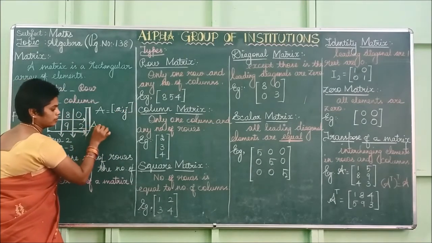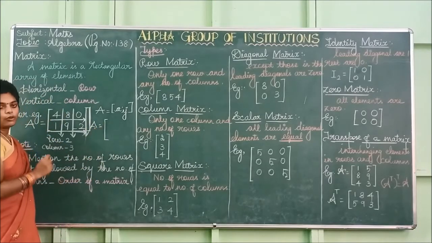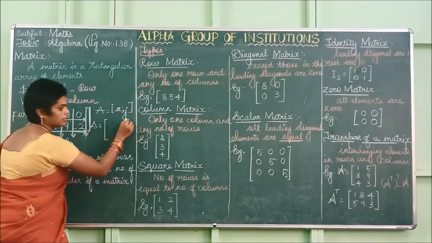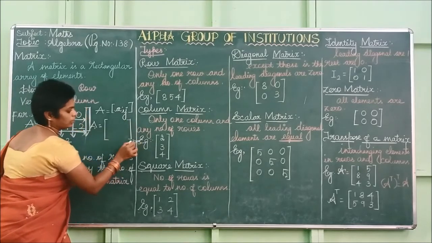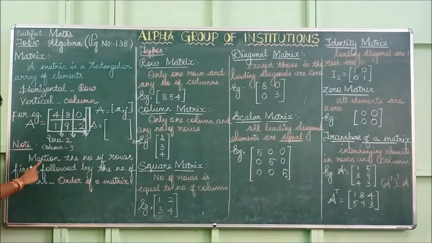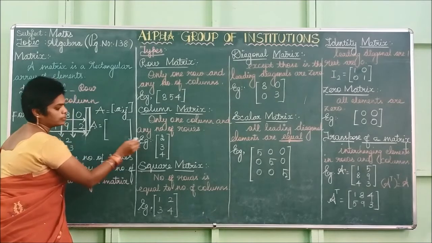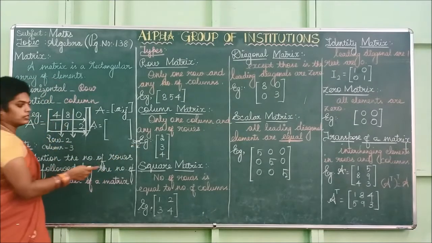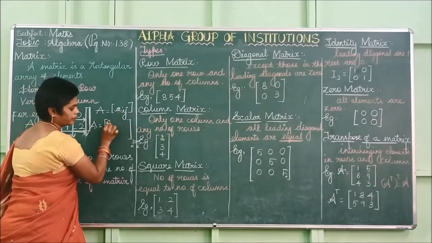Now write the form. Now I am going to write the 3 cross 3 matrix. That means 3 rows and 3 columns. Listen, mention the number of rows first, followed by the number of columns. So number of rows is 3, number of columns is also 3. So 3 cross 3 matrix. The general form will be, so write with this.